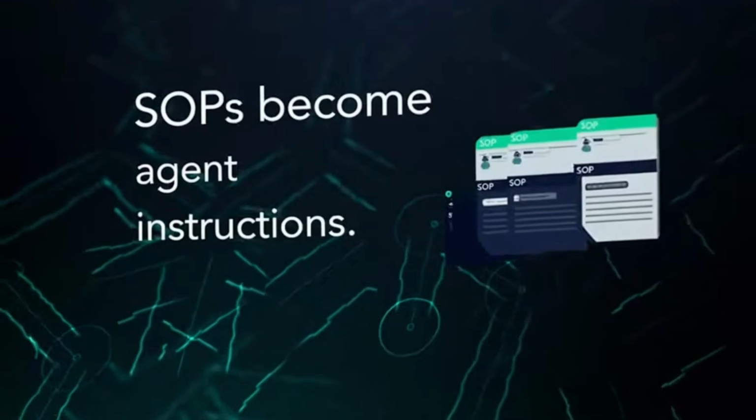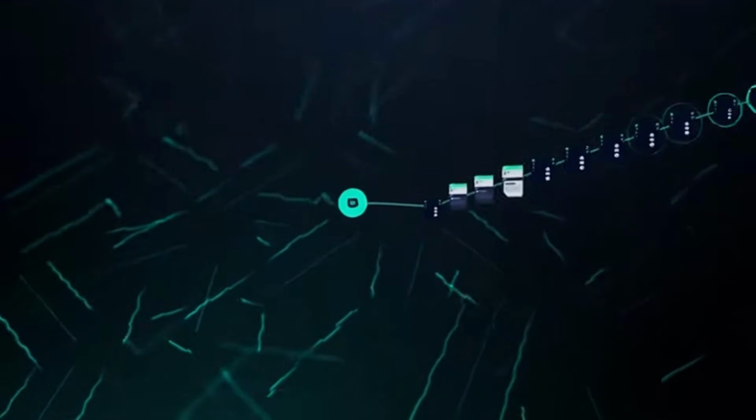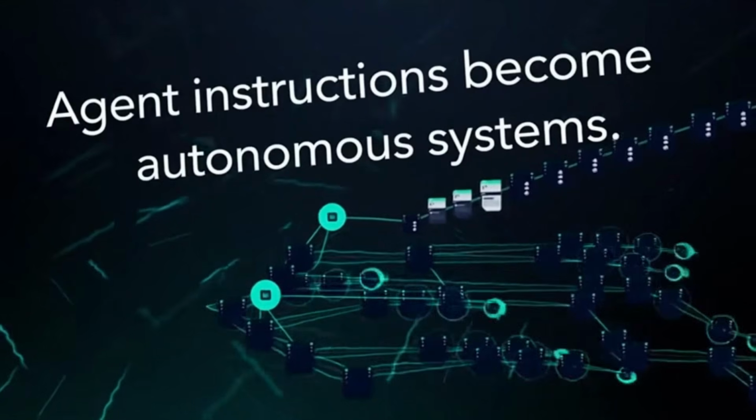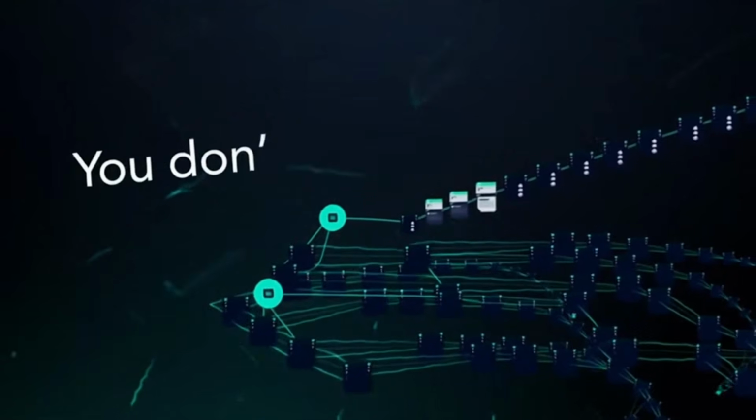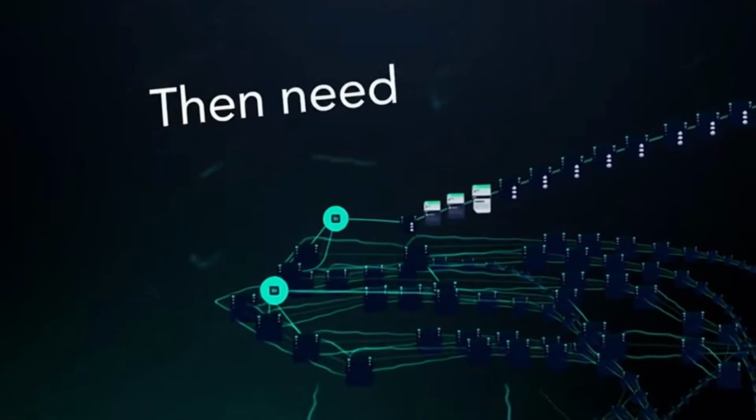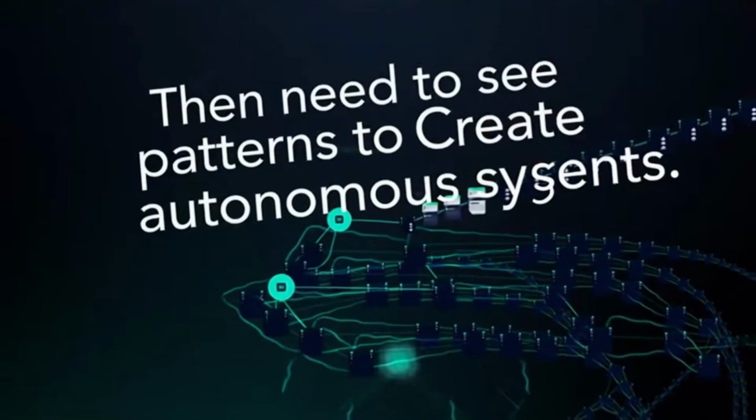The pattern recognition leads to SOPs. SOPs lead to agent instructions. Agent instructions lead to autonomous systems. You don't need to code, is what I'm saying here. You just need to see patterns and then give those patterns to the AI.